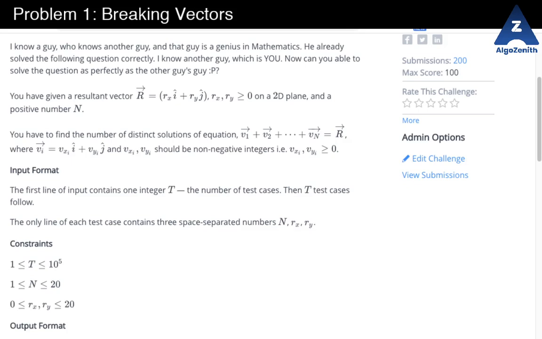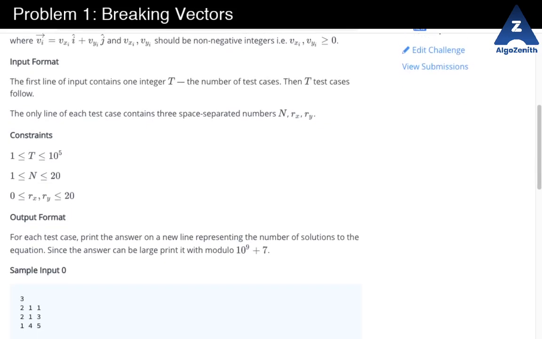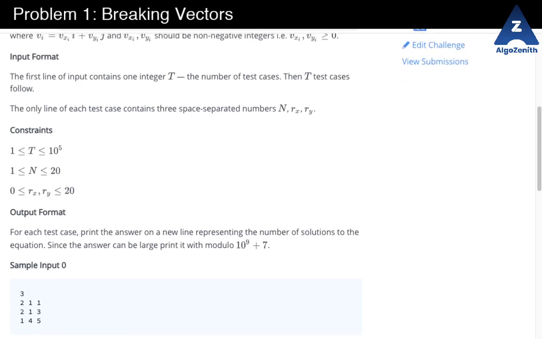So there are only two components to all the vectors, and for each of the vectors v1, v2, v3 and so on up to vn, you need to decide the component values, that is vx and vy, for all the n such vectors, such that if you add those n vectors you get the R vector. Okay, so you need to solve this for n and r given, and the values of n and r are pretty small in this case. The n is 20 and rx and ry are also 20. Okay, so let's quickly have a look at the idea of this problem.